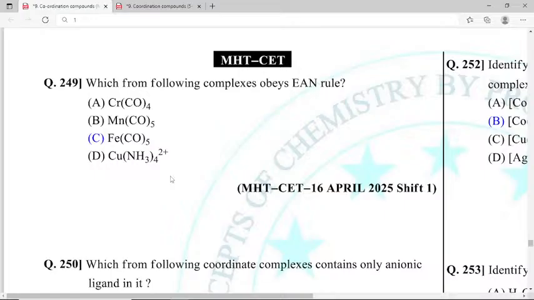Which of the following complexes obeys the effective atomic number rule? Effective atomic number rule is obeyed by Fe(CO)5. So what is it for Fe? 26 minus oxidation state 0 plus 10 becomes 36. So 36 is the inert gas.